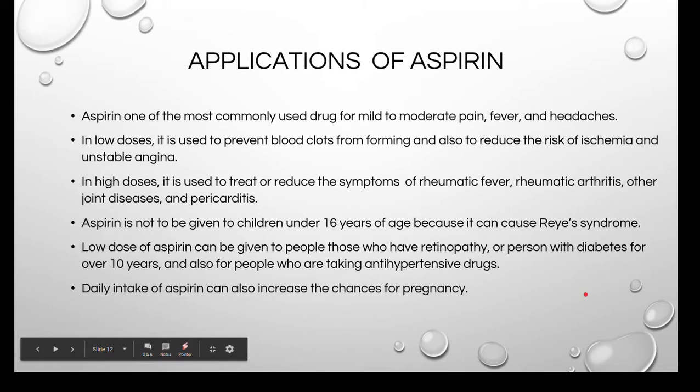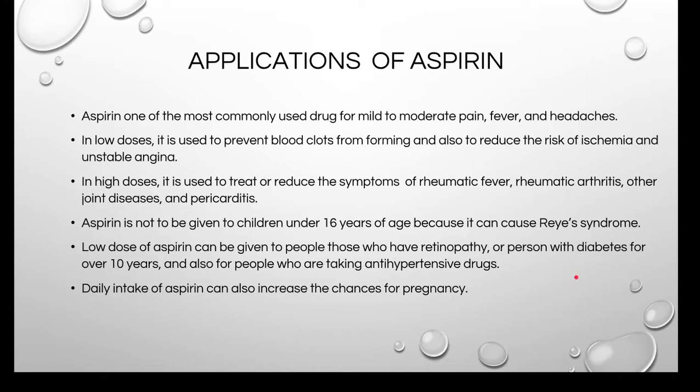Aspirin is one of the most widely used drugs. It treats pain, reduces fever, and headaches. In low doses, it can be used as a regimen to prevent blood clotting and reduces the risk of ischemia, the low presence of blood near an organ, and unstable angina, which is heart pain. In high doses, it can treat the symptoms of rheumatic fever, rheumatic arthritis, and other joint diseases, and also pericarditis.